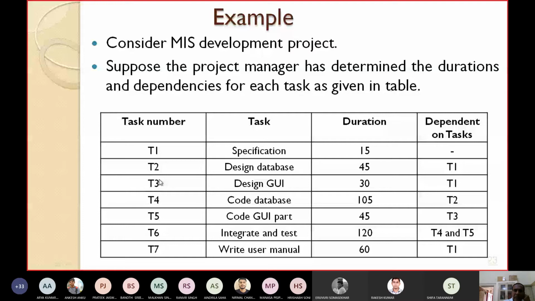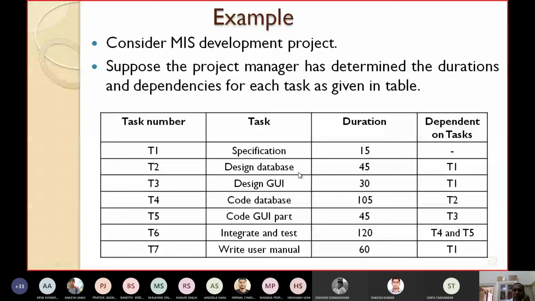Then comes T4, coding the database. It will take 105 days, but the requirement is that it will be started only after T2. Similarly, code GUI is task number T5. It will take 45 days, and it can be started only after T3, the design GUI, is completed. Of course, you can code only when the design is over. So code database can be started only after design database is over, and code GUI only after design GUI is over.